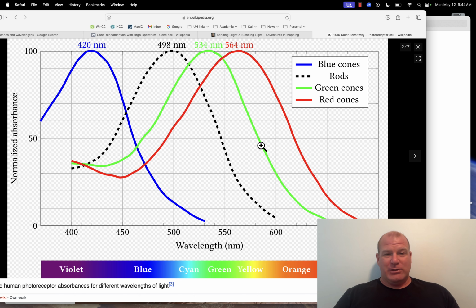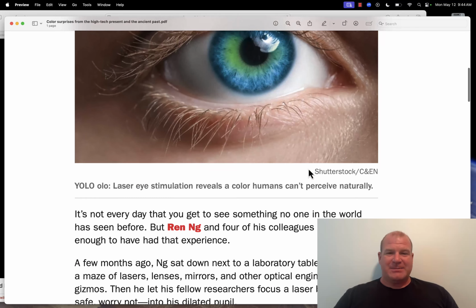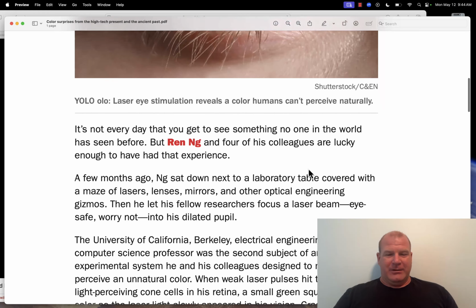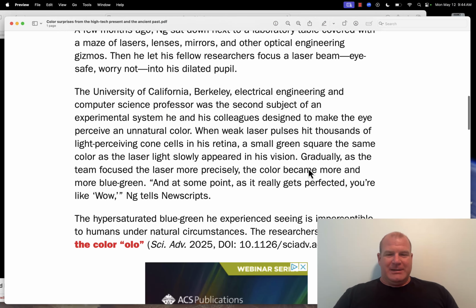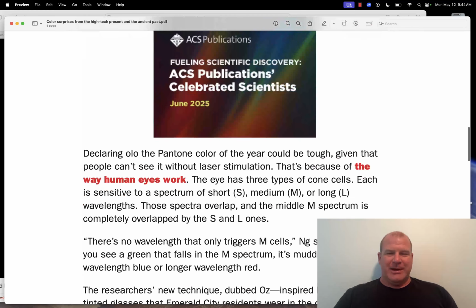I can't show you a picture of it because you would have to have your retinas scanned and then have them stimulated specifically. So I guess the color is a hue. This hue that they get by specifically targeting the green cones, they call it Olo. So this is the new color Olo. That's kind of cool, right?